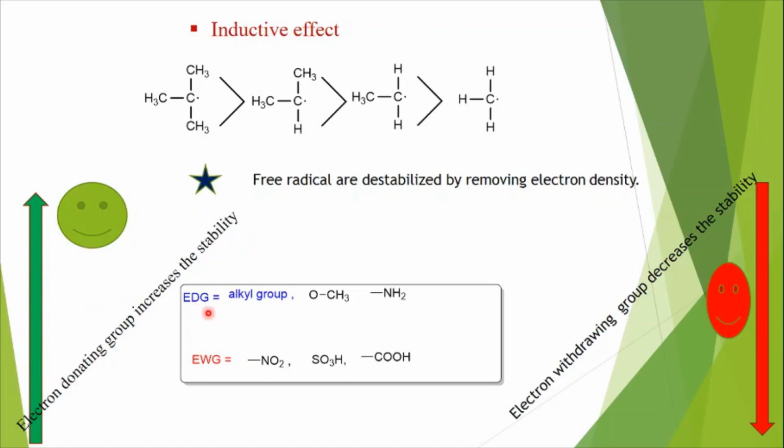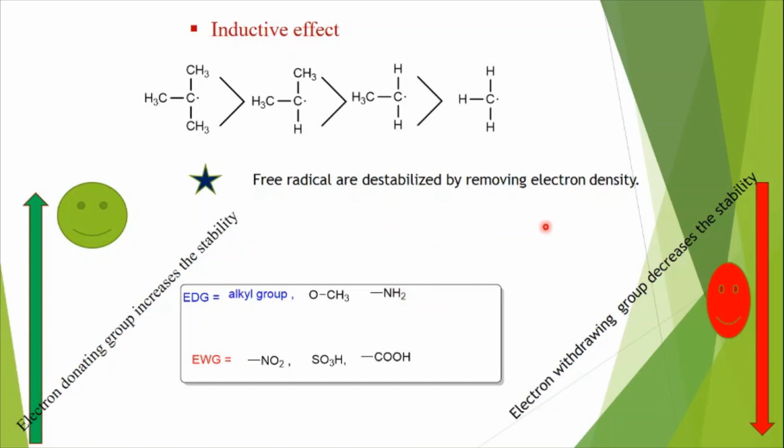So what are the electron donating groups? Alkyl groups are electron donating groups like ethyl, methyl, propyl, butyl. These are the electron donating groups. Then methoxy group is also an electron donating group. Then amino group is also an electron donating group.